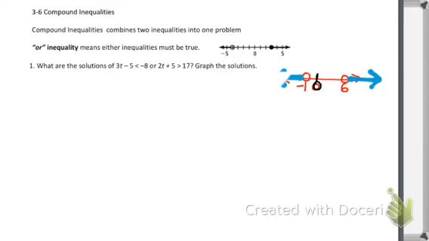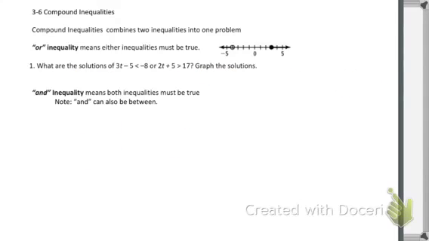The next example is going to be an "and" inequality, which means both inequalities must be true, and think of it as between. So the shaded region falls between the two, and it's kind of tough to see on that graph, but you'll see with the example. So what are the solutions of 17 is less than 2x plus 7, which is less than or equal to 29? Notice that it is between, and we would say it is both statements.